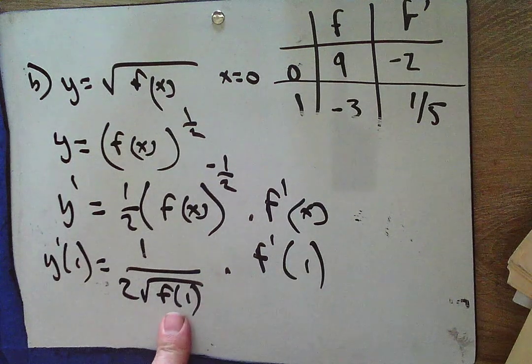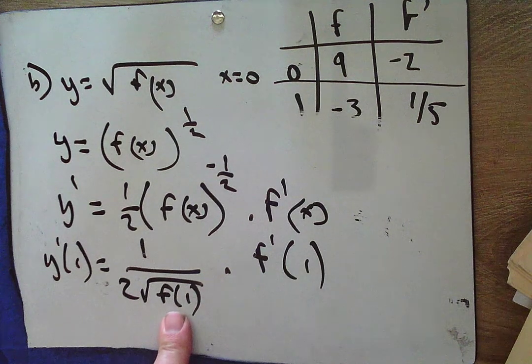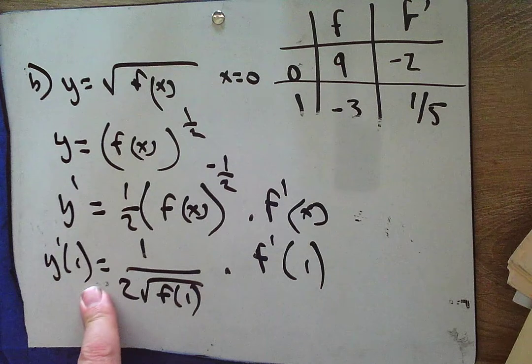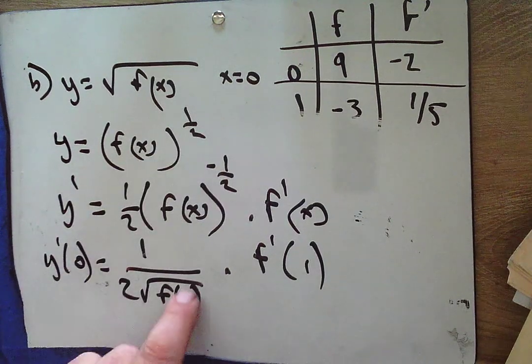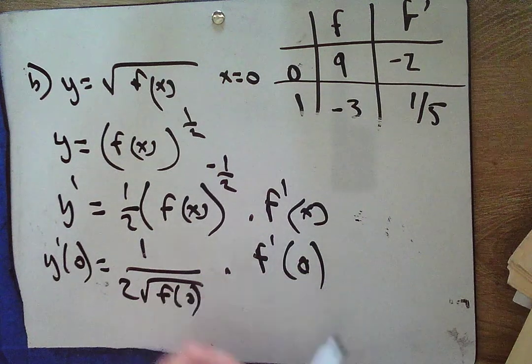Well, f of 1 is -3. And that sucks. I guess that tells me the derivative doesn't exist. F of 1. Did I really want that at 1? Oh, no, I wanted it at 0. I'm such a noob sometimes. Alright, let's change these to 0.